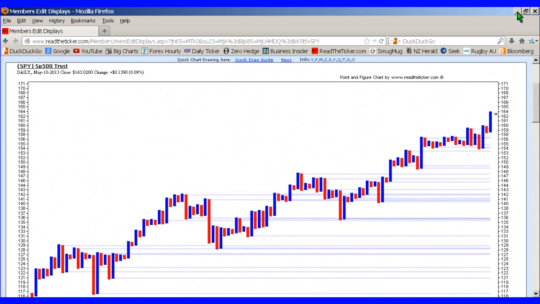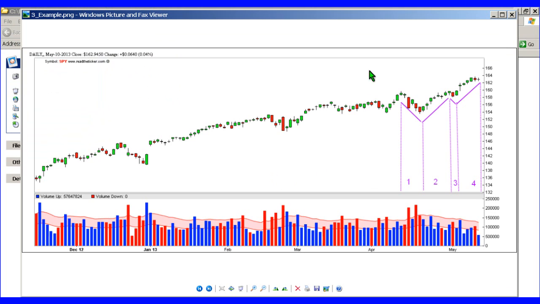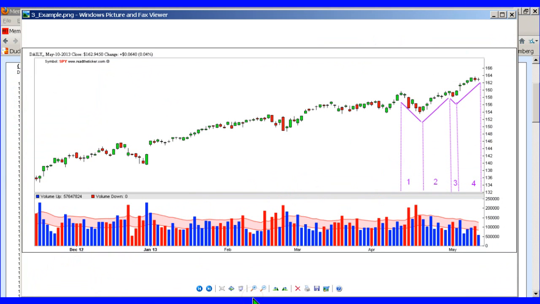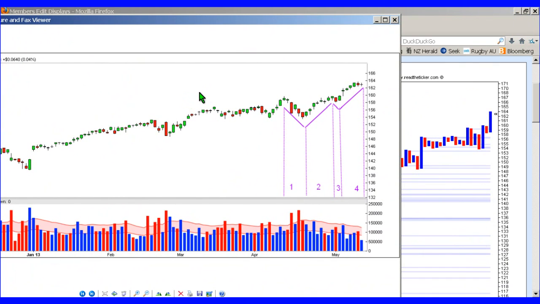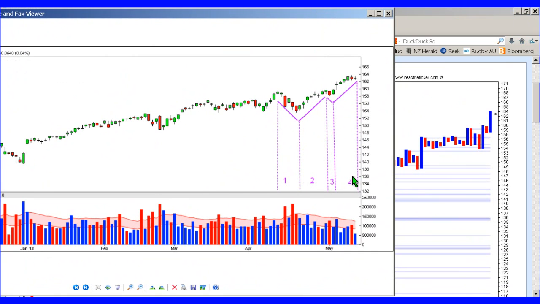Now, I'll just show you the example I have. Okay, here we have the S&P 500 ETF SPY. I've marked out four waves, down, up, with the volume bars below. So these four waves represent the last four bars in this chart. There's the down, there's the up, there's a little down, and there's the up again. So that's how the point and figure charts resemble price waves.